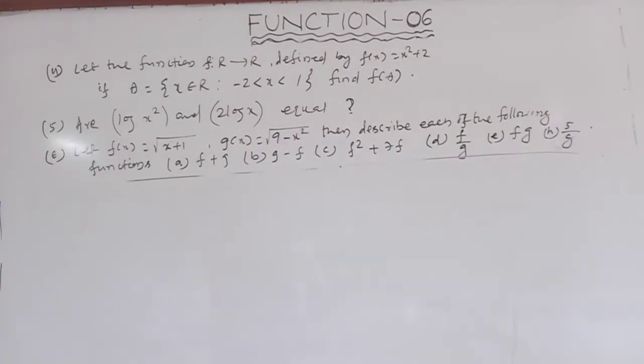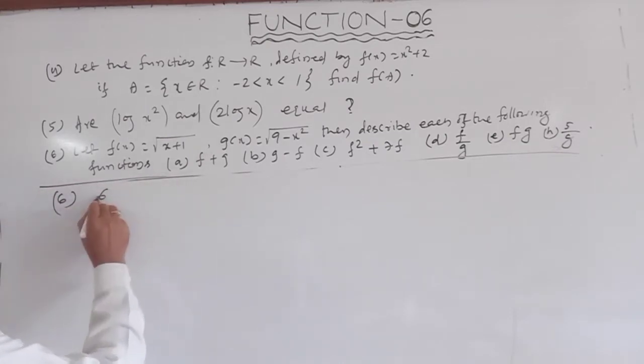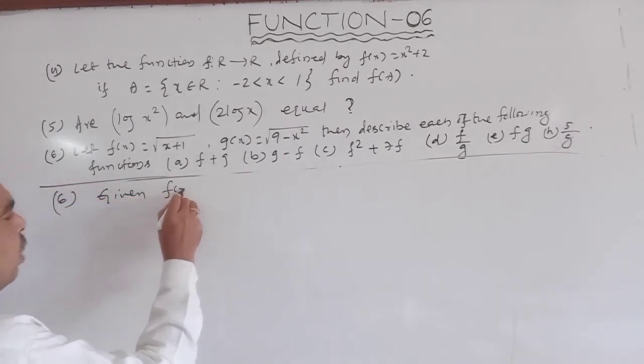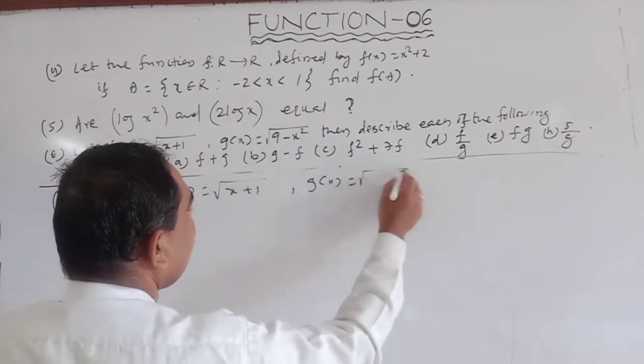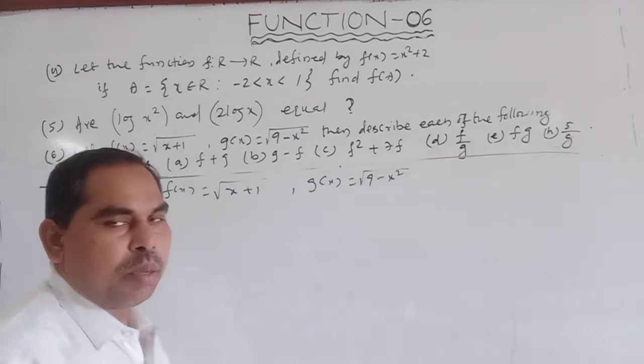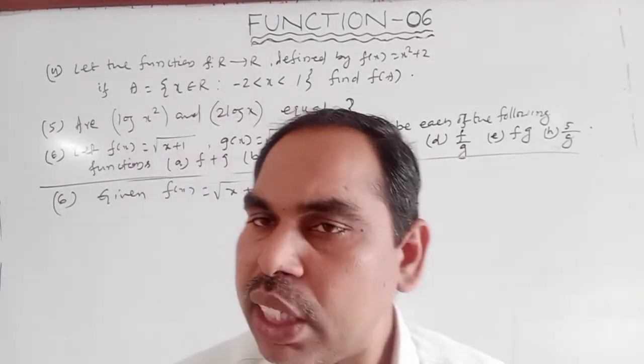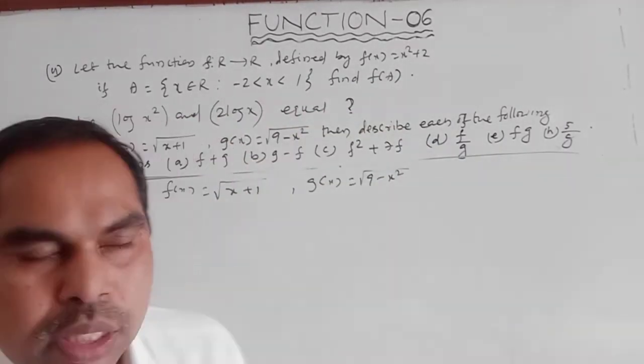Next one, question number 6. Given f of x is equal to square root of x plus 1, g of x is equal to square root of 9 minus x square. First, find the domain of each function. Okay, so they are square root forms.